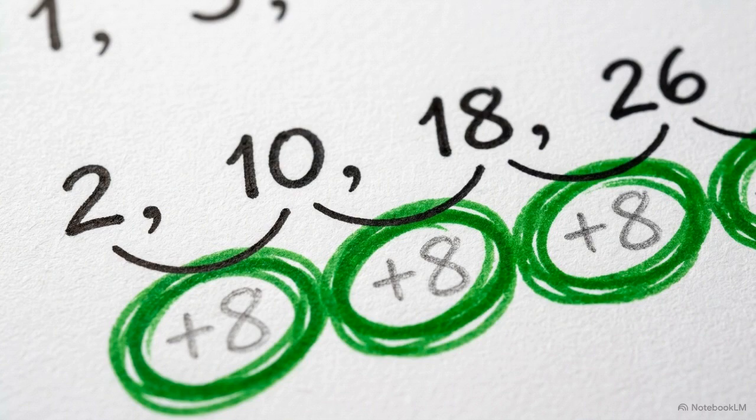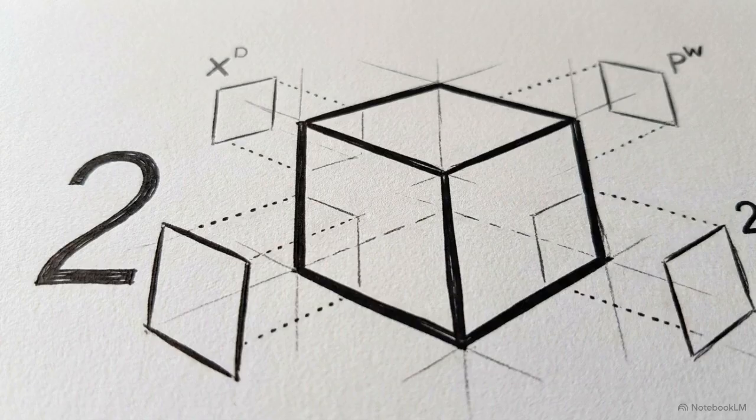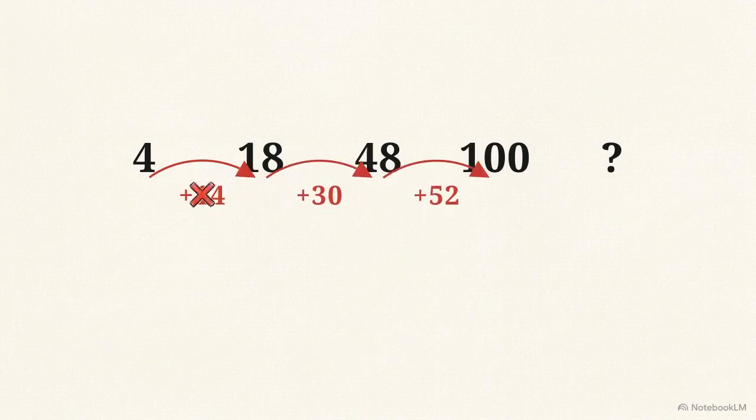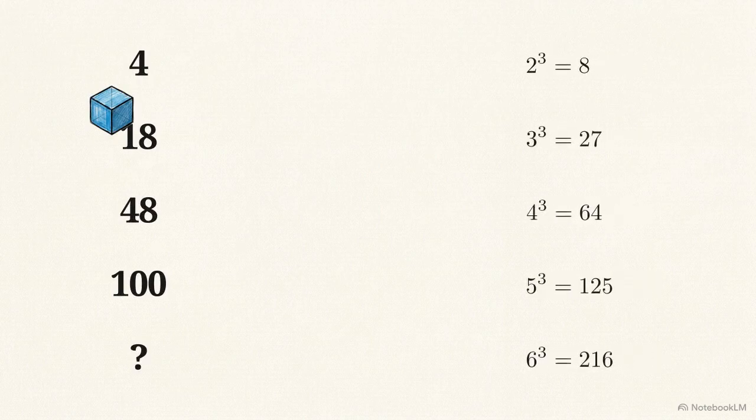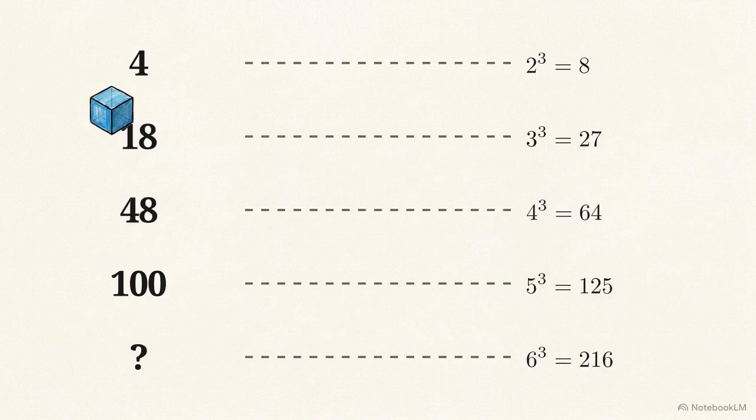Framework number 2 is used when a sequence starts small but accelerates aggressively. Take a look at question 2. 4, 18, 48, 100. If we try a standard difference check here, the gaps expand from 14 to 30 to 52. The lack of a steady rhythm is a sign to stop adding and look for powers. When numbers scale this quickly, we test them against perfect cubes.